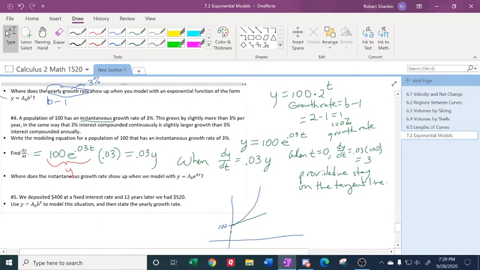Now, where does the instantaneous growth rate show up when we model with y equals a0 e to the kt? The instantaneous growth rate is k as a percentage. So with 0.03t, we'd say the instantaneous growth rate is 3%.